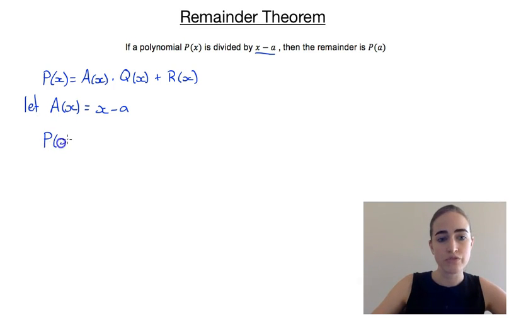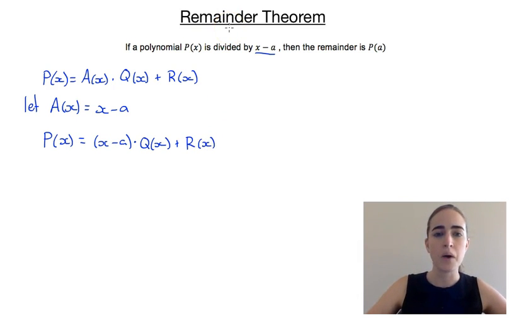So that means we'll just rewrite that as p of x equals x minus a times q of x plus r of x. Now, one of the things we talked about when we first introduced polynomials is that the degree of the remainder always has to be less than the degree of our divisor. So if our divisor here, our a of x, is just x minus a, that means that our divisor has a degree of 1, which means that our remainder has to be degree 0.